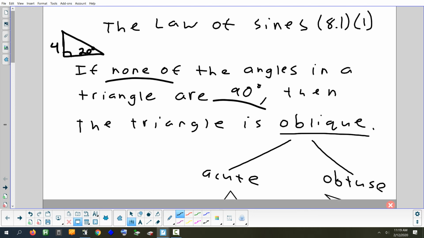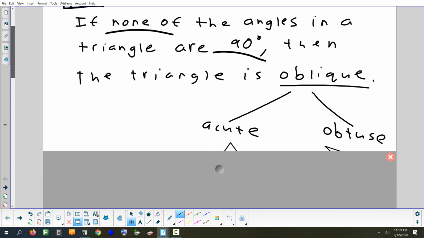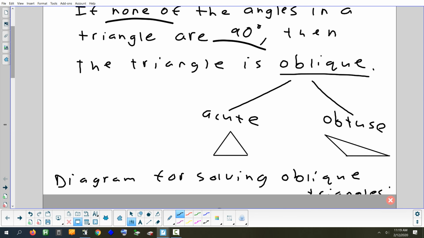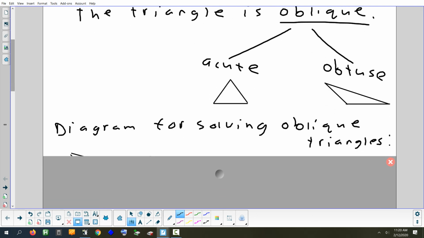So when a triangle doesn't have any 90s, it's called oblique. There's two main types of oblique triangles. All the angles are less than 90. We call that an acute triangle. A specific example would be an equilateral. That's an acute triangle. An obtuse triangle is where you have one angle larger than 90. Can you have two angles larger than 90? No, because they all have to add up to what? 180. So, acute, obtuse. I draw every problem as obtuse. Nothing that I draw is really to scale.